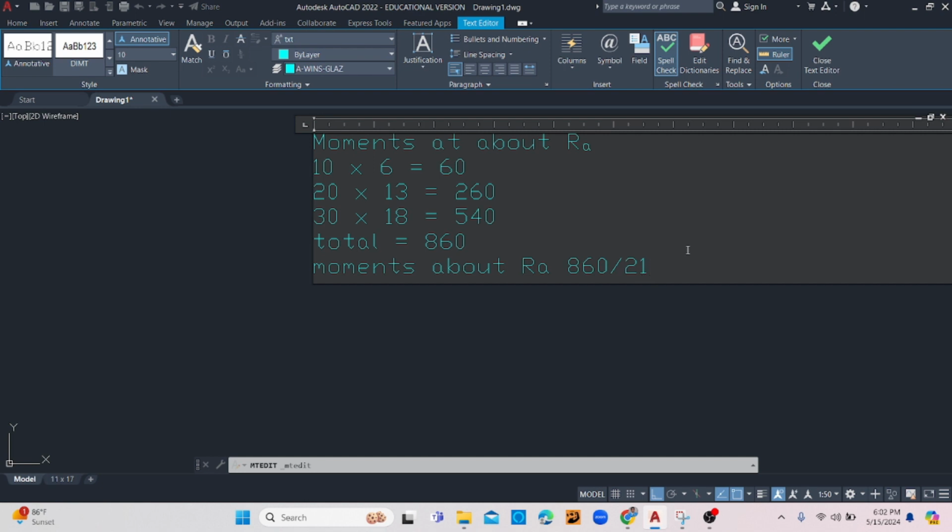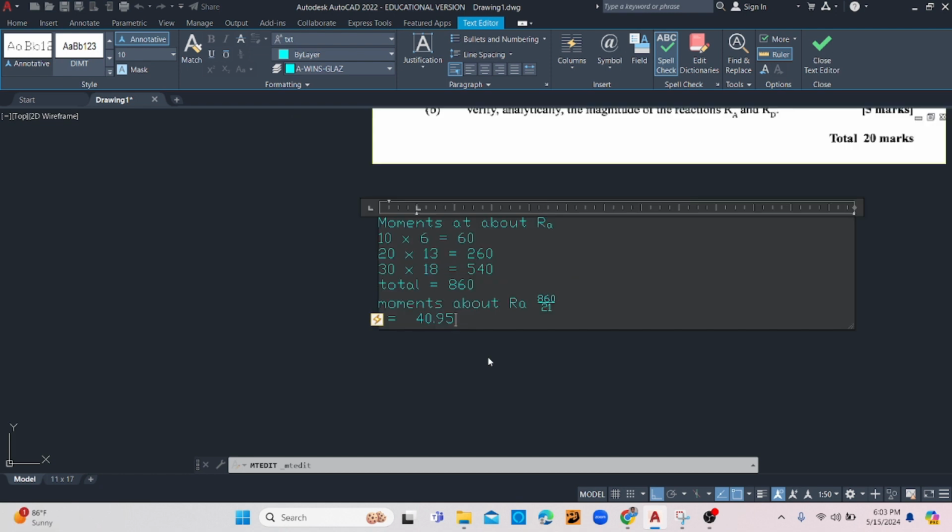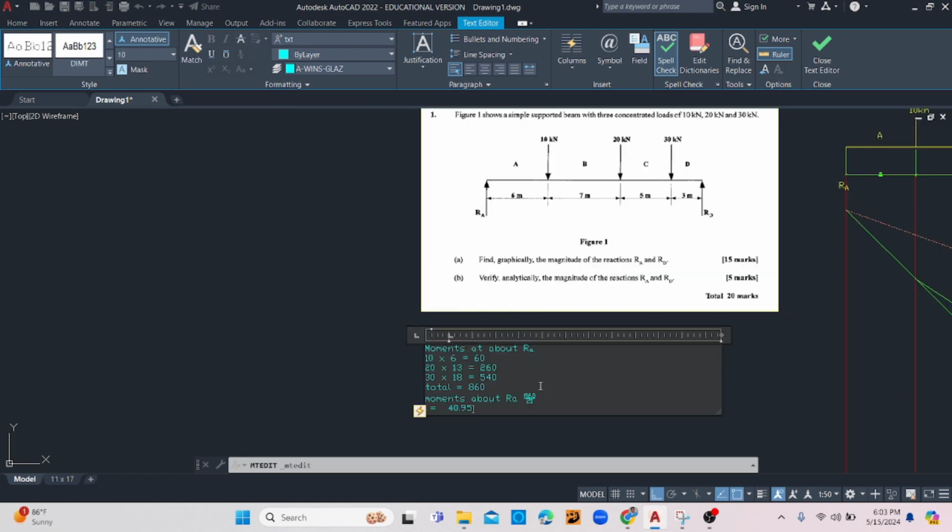40.92. Alright, so I'm just going to write that right here. So 40, which is equal to 40.95, I'm just writing 95 here just for that purpose. Alright, so that's the reaction at our RA.